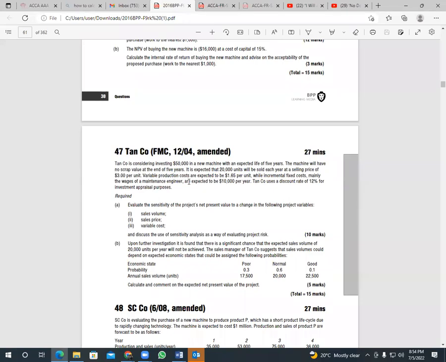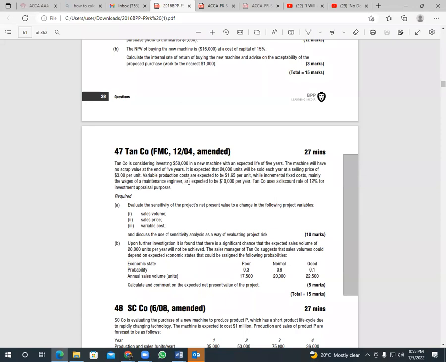We are told the TAM company is considering investing $50,000 in a new machine with an expected life of 5 years. The machine will have no scrap value at the end of the 5 years. It is expected that 20,000 units will be sold each year at a selling price of 3 per unit. Variable costs are expected to be 1.65 per unit, while incremental fixed costs, mainly the wages of a maintenance engineer, are expected to be 10,000 per year. The company uses a discount rate of 12% for investment appraisal purposes.